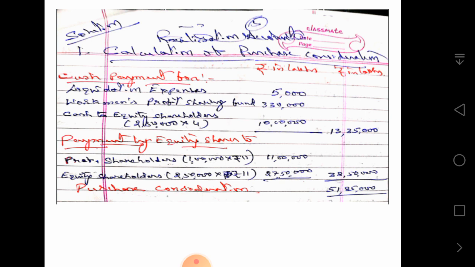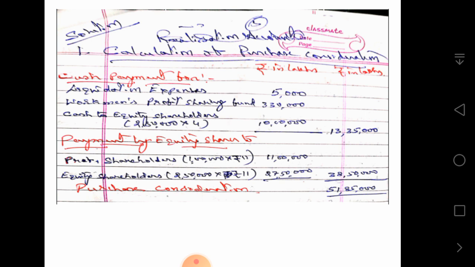Now we shall go for calculation of purchase consideration. Cash payment, in lakhs: liquidation expenses 5,000 rupees, workman's profit sharing fund 3,30,000, and cash to equity shareholders paid at 4 rupees per share. For 2,50,000 shares it works out to 10 lakhs. So liquidation expenses of 5,000, workman's profit sharing fund of 3,30,000 and 10 lakh rupees of cash to equity shareholders. Total comes to 13,35,000.